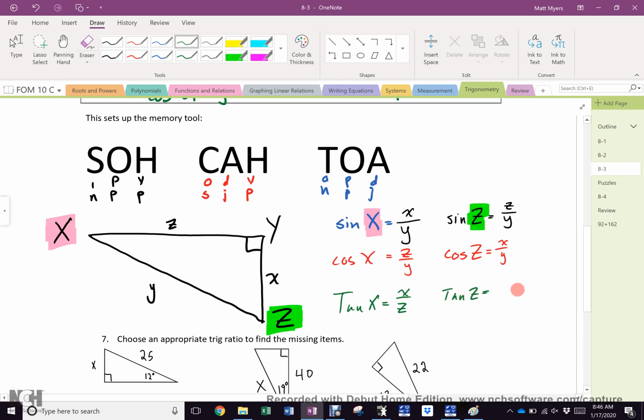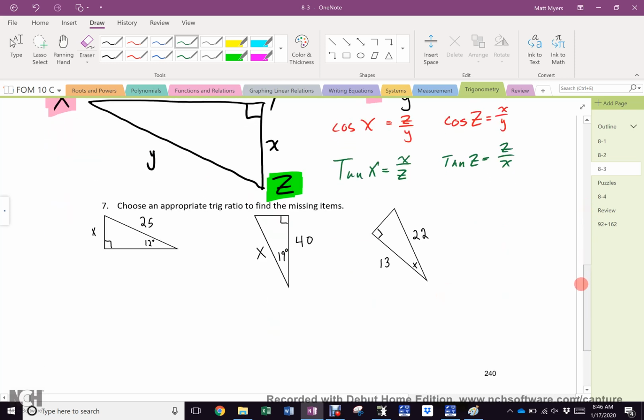Yeah, you said it right the first time. I was looking at z. Z over x. Notice that in tan, you never touch y. You never touch the hypotenuse. So if you were seeking the hypotenuse of a triangle, would you ever use tan? No. Other than that, you set all of these questions up the same way.